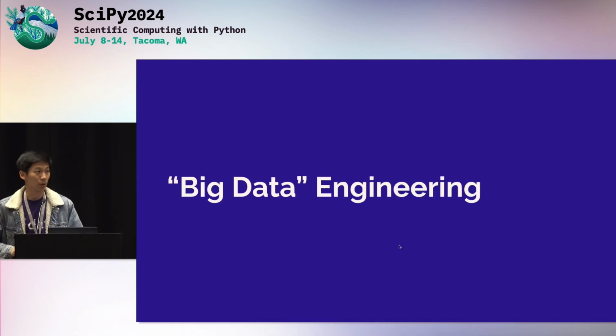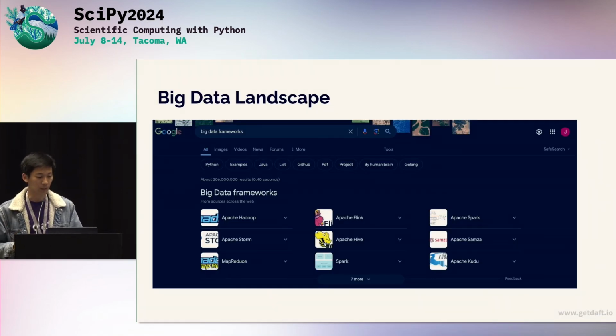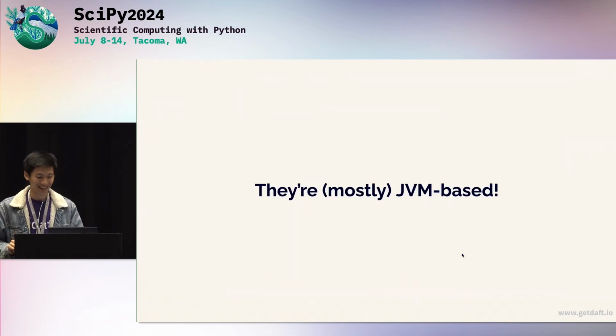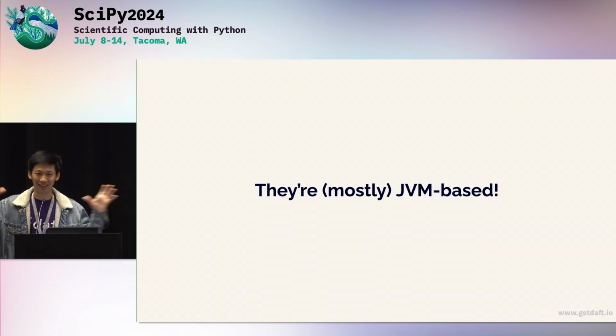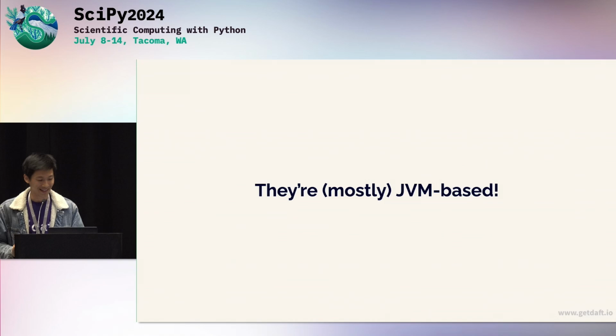OK, so that was it for the introduction to data engines as a whole. Now let me try to motivate why Python is important here, right? If you look at the big data landscape, this is me Googling big data frameworks on Google. If you count all of these frameworks, the one thing they have in common is that they're mostly JVM-based. Because all these big companies built the software for the big data centers, and they all built it in Java and Scala. They love that.